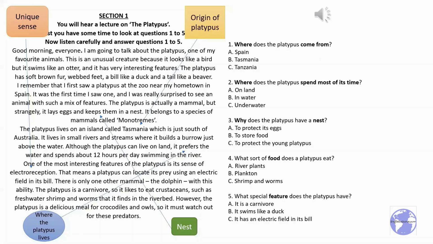The platypus is a carnivore, so it likes to eat crustaceans such as freshwater shrimp and worms that it finds in the riverbed. However, the platypus is a delicious meal for crocodiles and owls, so it must watch out for these predators.